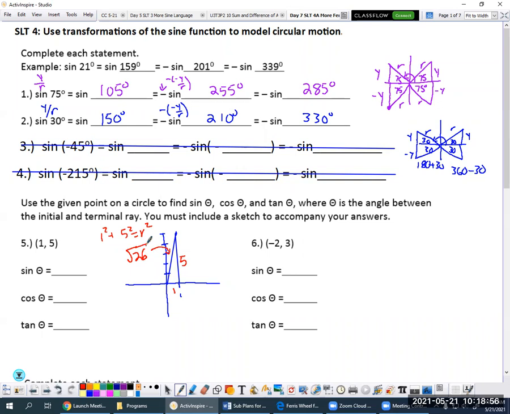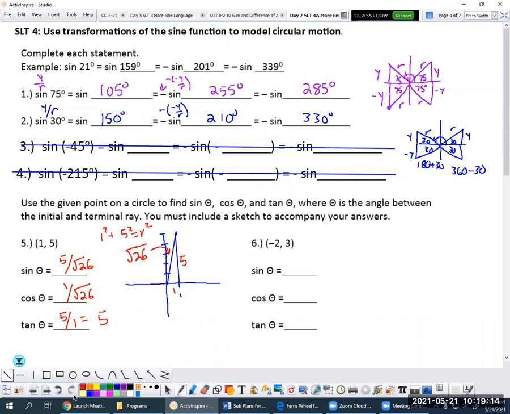So now the sine value is going to be y over r, cosine x over r, tangent y over x. We're going to do the same thing for number 6, and get my straight line tool going on here. I've got negative 2, 3. So negative 1, negative 2, 1, 2, 3. Here's my triangle.